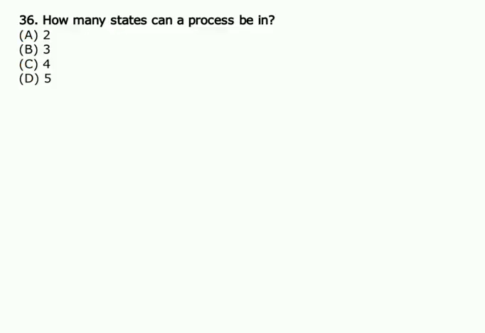How many states can a process be in? So normally a process can be in 5 states. That is a new state, ready state, running state, waiting state or block state, and terminated or completed state. So these are the 5 states. Option D is the correct one.